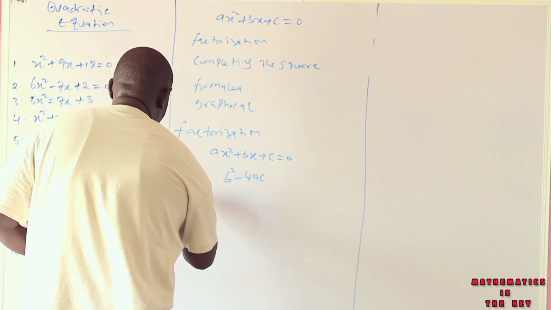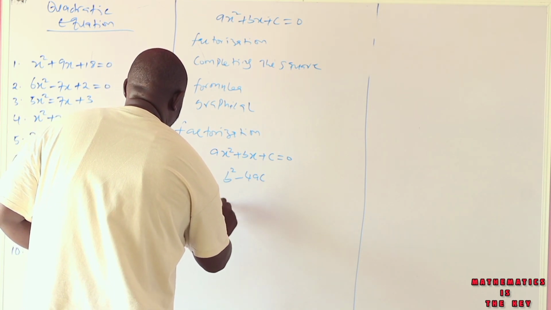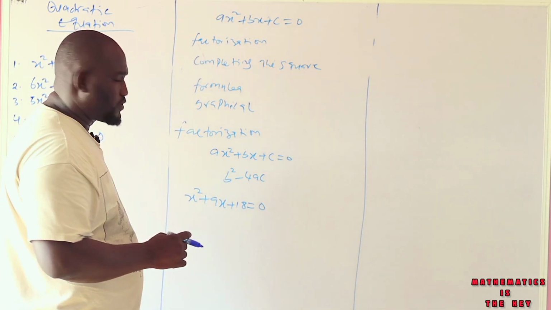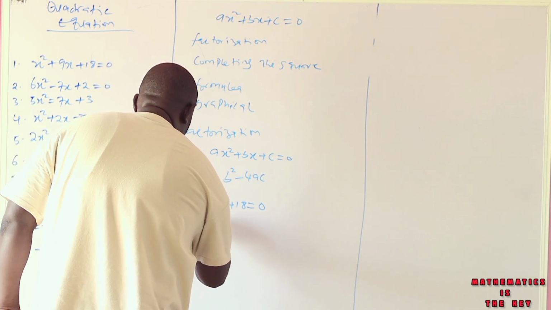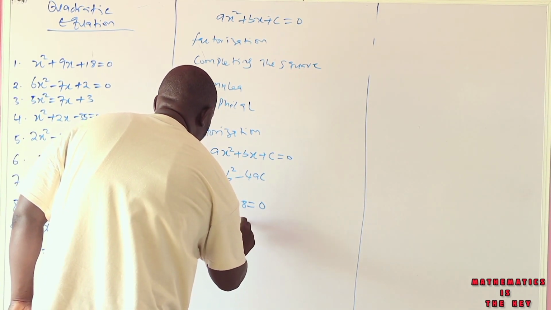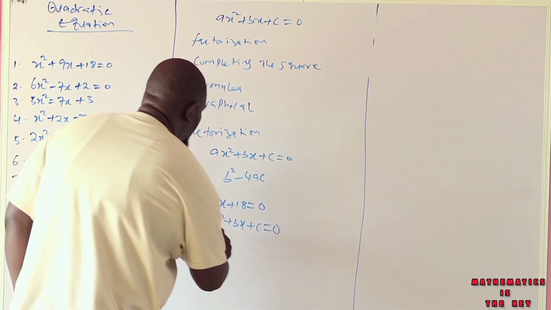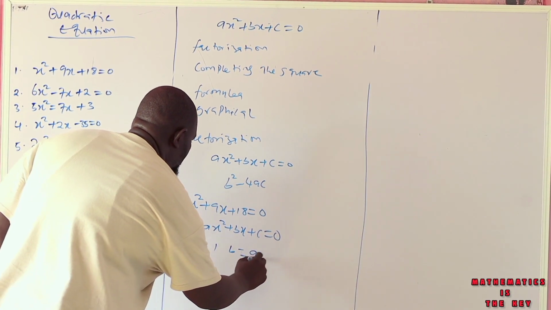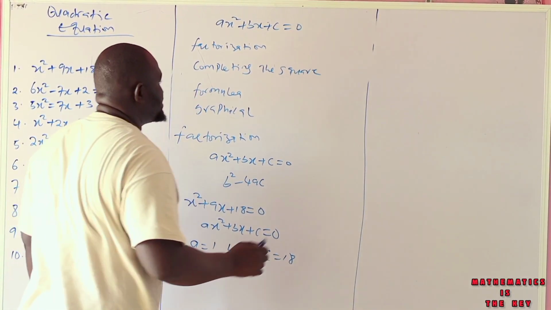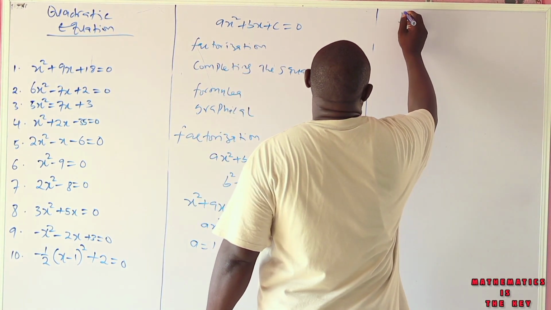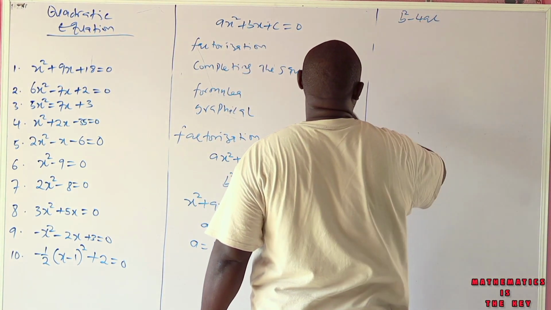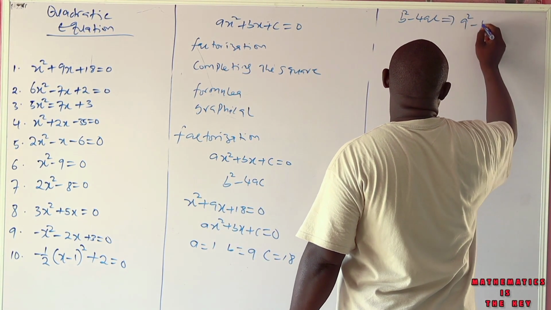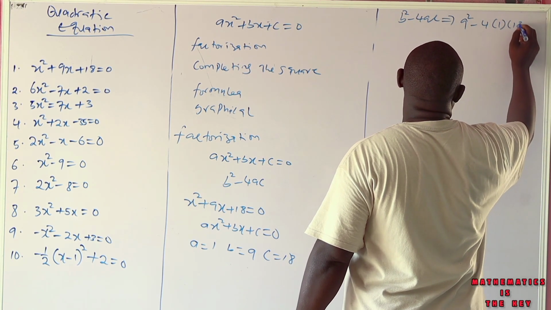Example 1, here we have x squared plus 9x plus 18 is equal to 0. Comparing this with the general form, ax squared plus bx plus c is equal to 0, we have a is equal to 1, b is equal to 9, c is equal to 18. So b squared minus 4ac implies 9 squared minus 4 into bracket 1 into bracket 18.